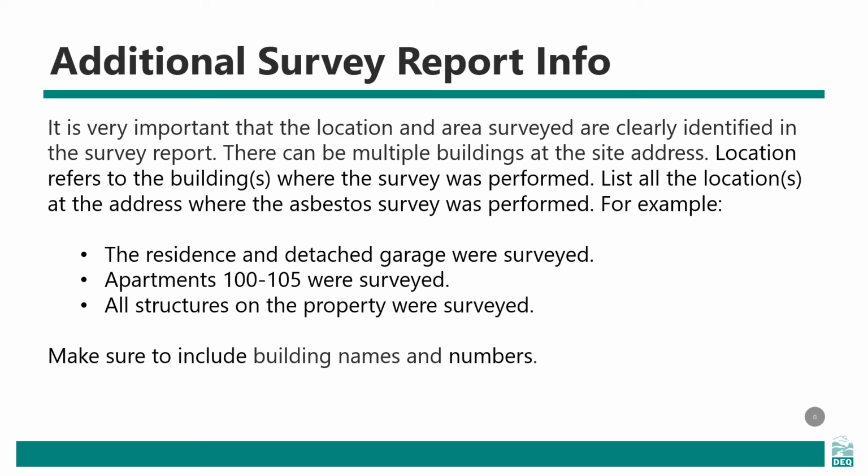It's very important that the location and area surveyed are clearly identified in the survey report. There can be multiple buildings at the site address. Location refers to the building or buildings where the survey was performed. List all the locations at the address where the asbestos survey was performed. As an example, the residence only was surveyed. The residence and attached garage were surveyed. Apartments 100 through 105 were surveyed, or all structures on the property were surveyed, and so on. Make sure and include building names and numbers as appropriate.